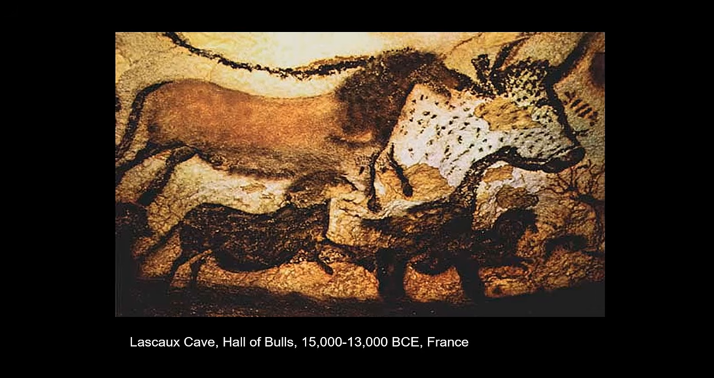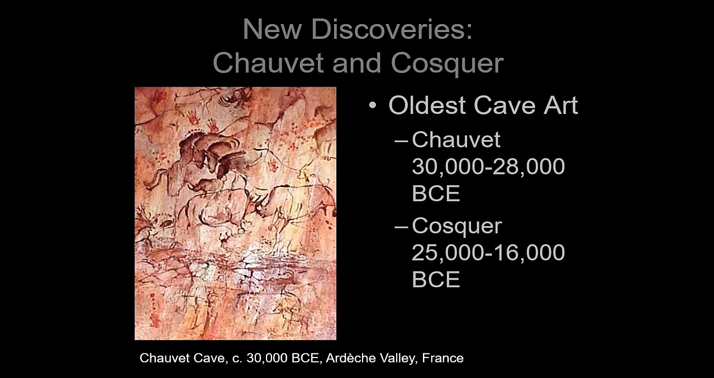You have bulls, horses. The Solutreans painted these, and the Solutreans were horse eaters. They ate a lot of horses. It was long before they domesticated them. And again, we're still finding caves. There are new discoveries at Chauvet and Kosker.